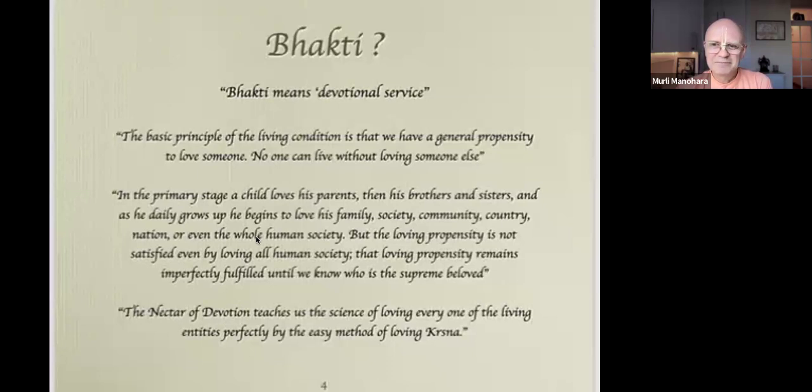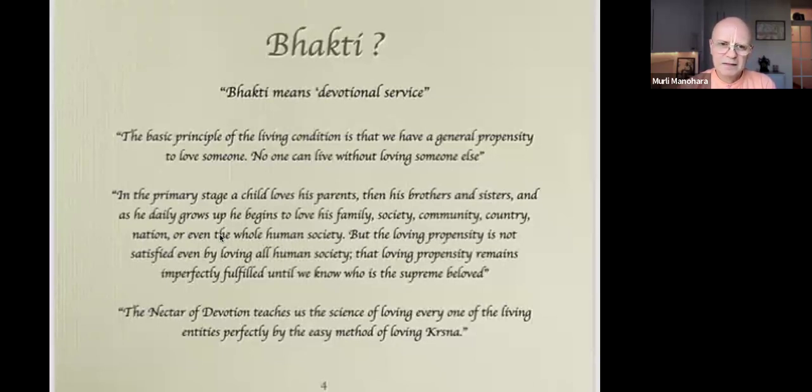But this is a universal principle. This is life, everyone's. The general propensity is to have affection for someone. So everyone's looking for that. Of course, in the material world, often that meets with disappointment, which can lead to being pessimistic that it can ever be found in this world, because people are trying to find it on the material platform. But that's the basic point which Nectar of Devotion is teaching, here in the preface: that everyone is looking for this propensity to love someone.